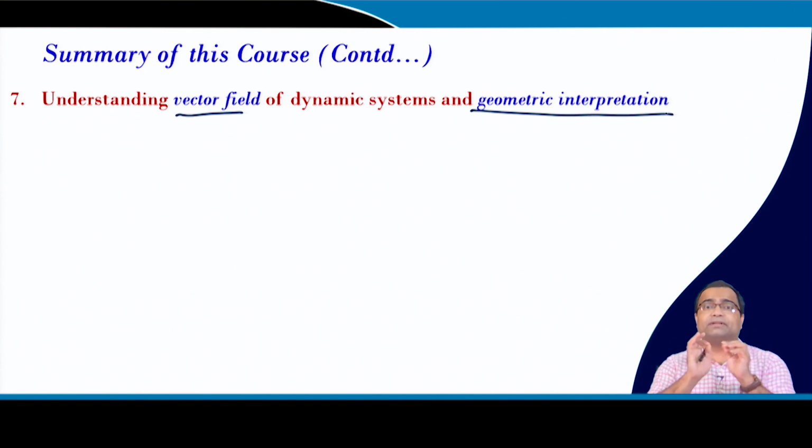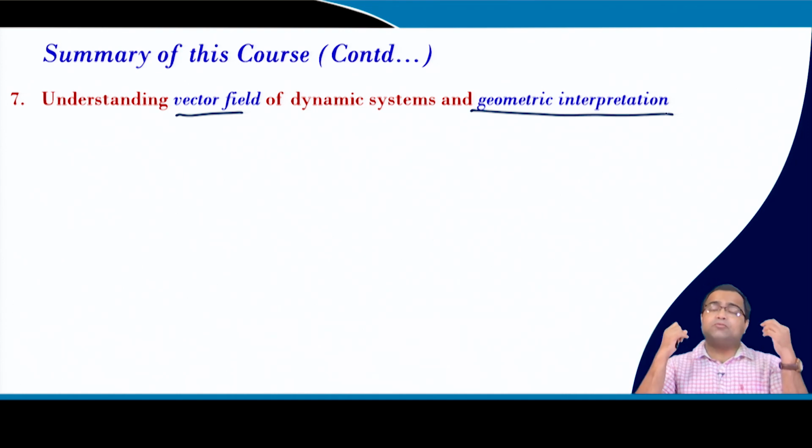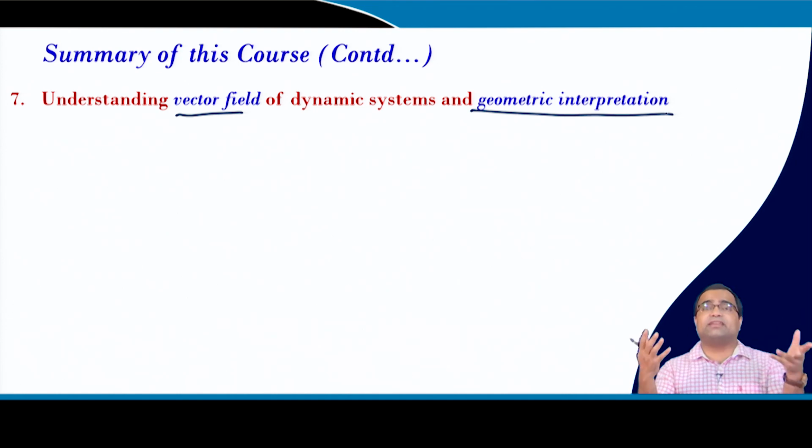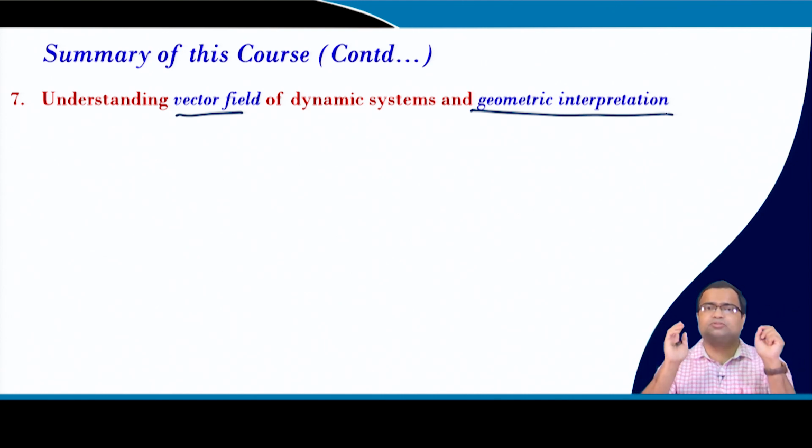How does the vector field look like? How does the eigenvector look like? What is the invariance property of the eigenvector? Then what is the significance of eigenvalues and eigenvector? And then what is the significance of eigenvalues and eigenvector in order to drive the trajectory towards the desired path? That also we have discussed.